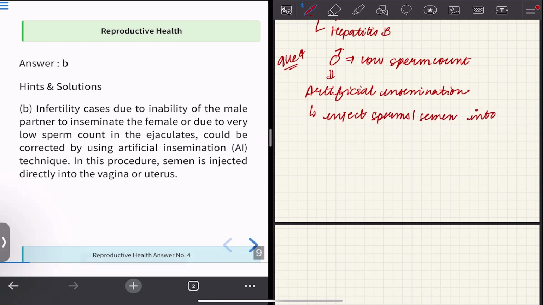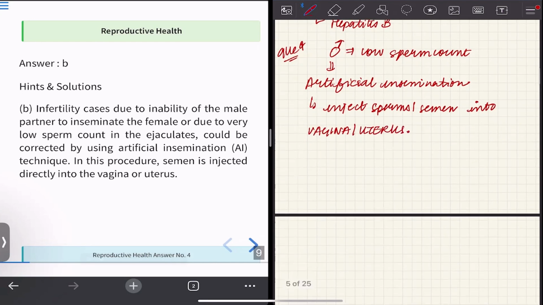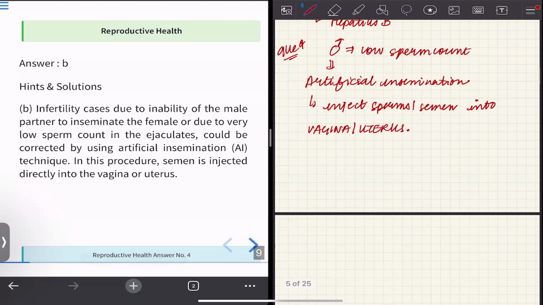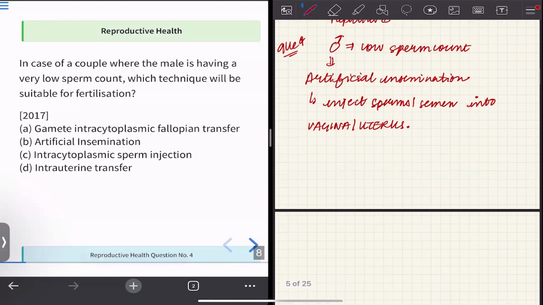Where is the semen injected? It is injected into the vagina or uterus. So this right here is artificial insemination. We'll just have a look at the other options. We have gamete intrafallopian transfer, in which ovum or sperms can be transferred. But as we know, there is already a very low count of sperm, so this is of no use.